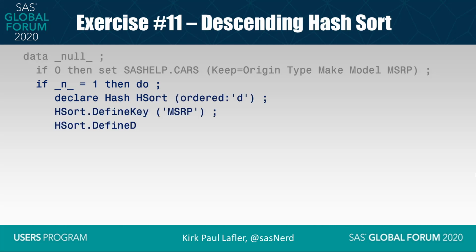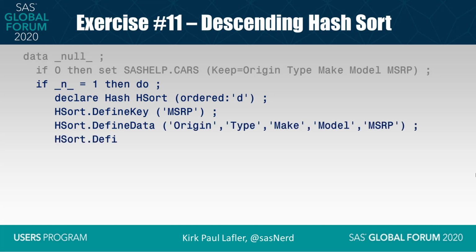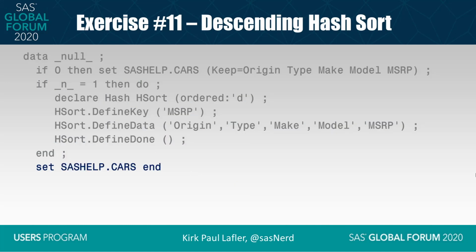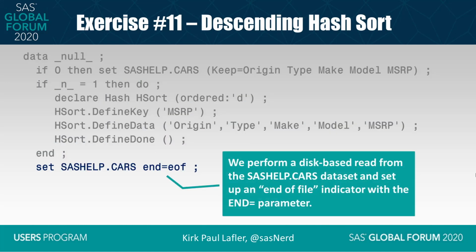The first iteration through the data step, if _n_ equals 1, then we're going to declare our hash and name it HSort. And this time we're going to say ordered D for descending. The D can be uppercase or lowercase, doesn't matter. It just has to be enclosed in either single or double quotes that are balanced. Then we're going to define our key, define our data, and tell it when it's done.